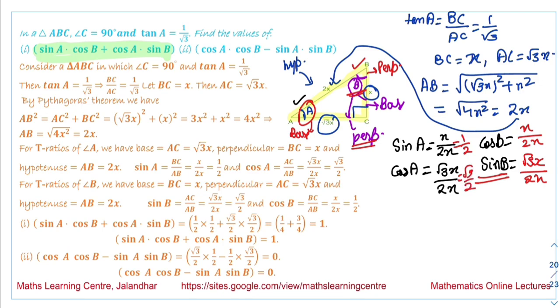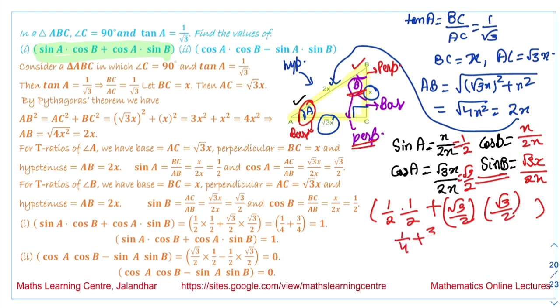So if we put these values in this formula, the first term we will get, it is 1 by 2 into 1 by 2 plus root 3 by 2 into root 3 by 2. So the answer we get, it is 1 by 4 plus 3 by 4, that is 4 by 4 is equal to 1.